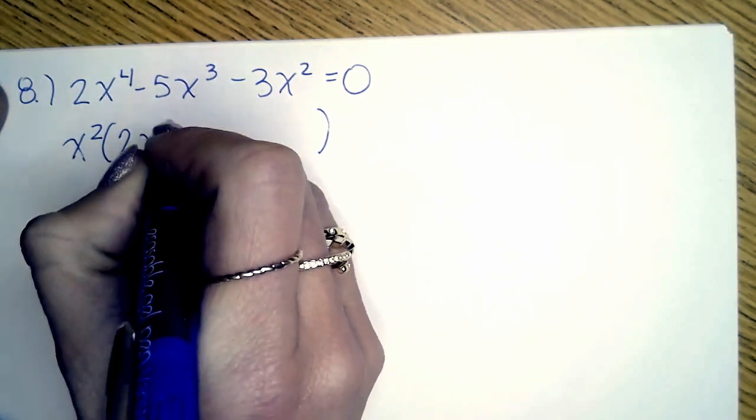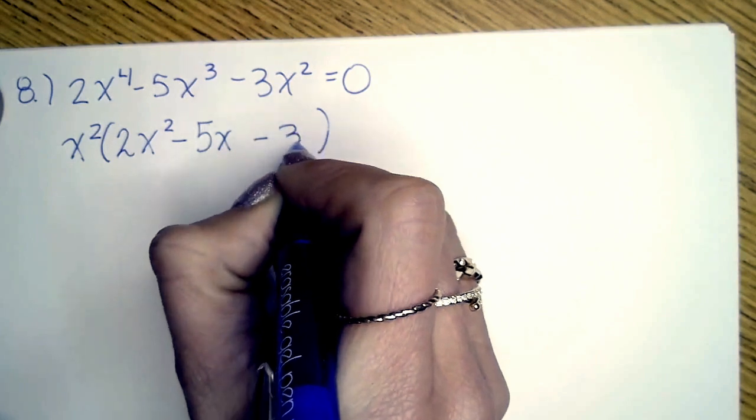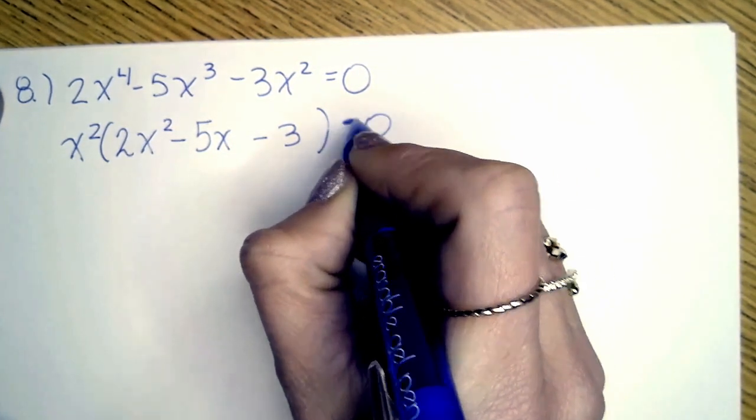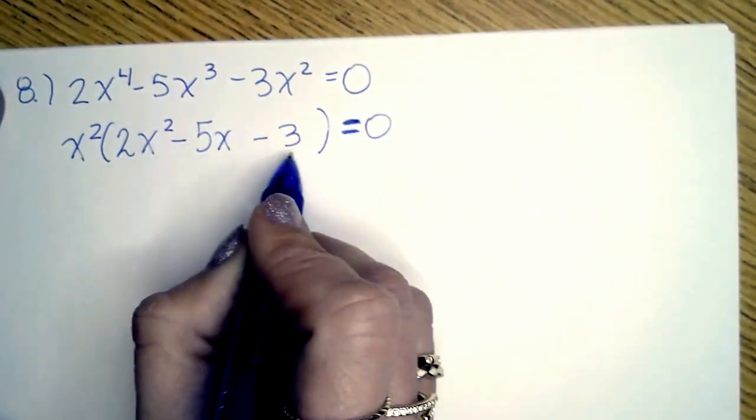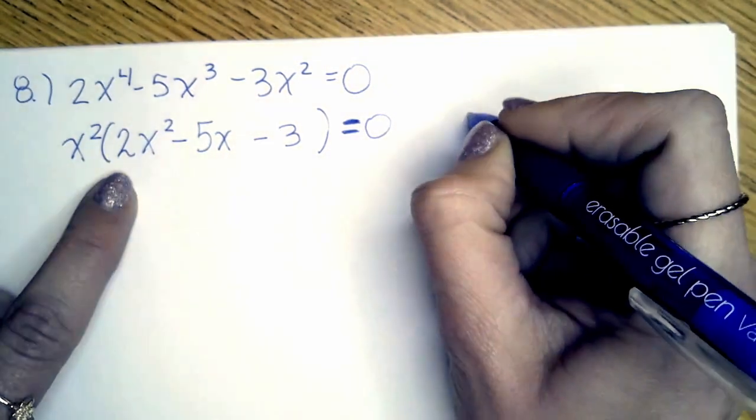2x squared minus 5x. Good. Equals 0. Now inside, we call this again a quadratic trinomial. It's only second power there. We're going to do AC method. I'm going to do it a little faster.